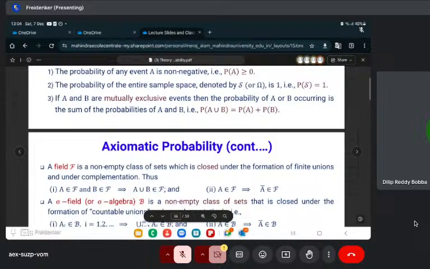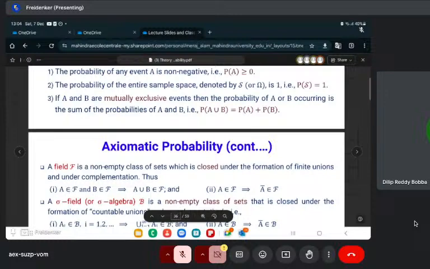Like I just told the vice versa thing. Okay, anyways, what is the third axiom? If A and B are mutually exclusive events, then the probability of A or B occurring is the sum of the probabilities of A and B. So P of A union B is P of A plus P of B.